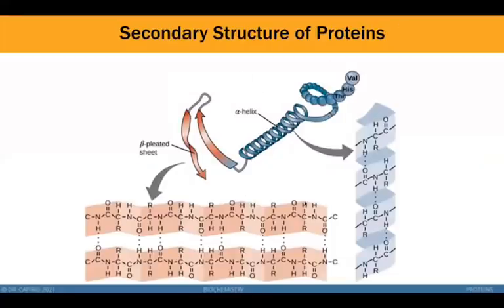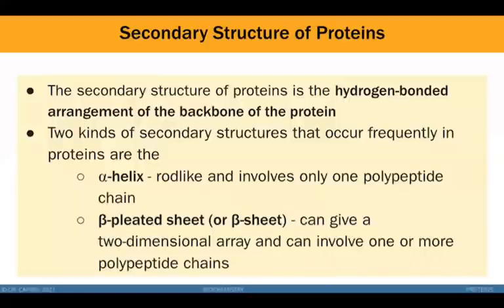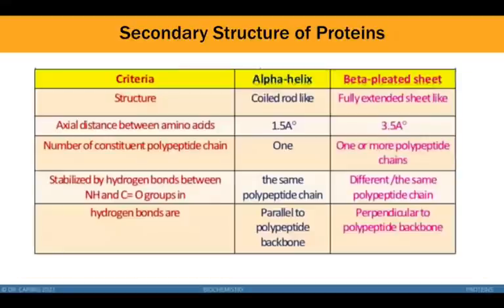So now let's move on to the secondary structure of protein. It deals more with the hydrogen bonding of the polypeptide chains. Now, the secondary structure of proteins is the hydrogen bonded arrangement of the backbone of a protein. And there we have two kinds of secondary structures that occur frequently in proteins: the alpha helices and the beta sheets. When we say alpha helices, these are rod-like structures and usually involve only one polypeptide chain. And we have beta pleated sheets. These are two-dimensional arrays of sheets, so they are flat-like structures that can involve one or more polypeptide chains.